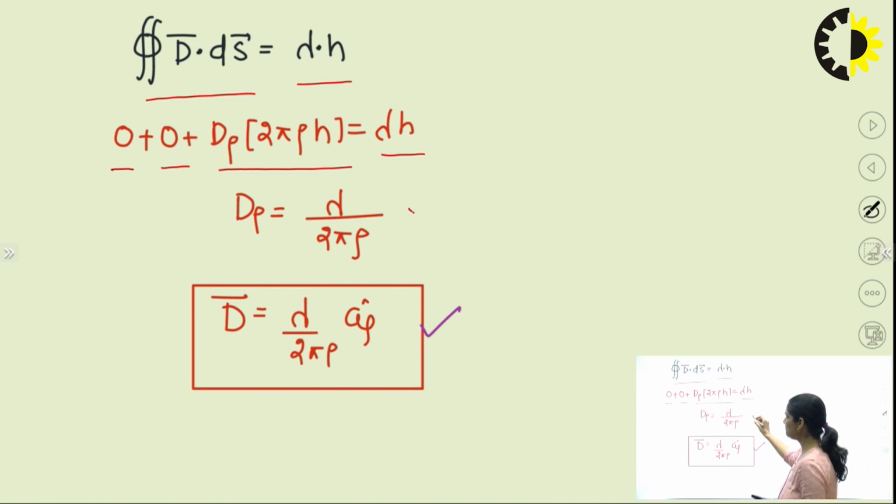Now this is D_rho. Here, if you want to write the vector D, that is equal to lambda upon 2 pi rho unit vector of rho.